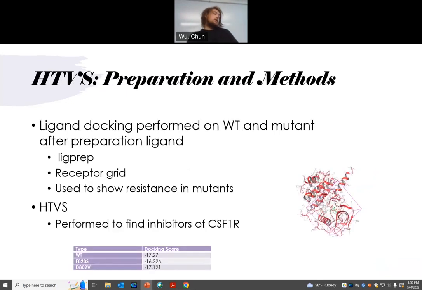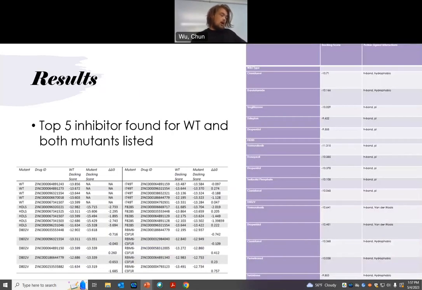So what we did is we prepared the ligands and stuff for the high throughput virtual screening. So we did the ligand prep, we did the receptor grid. These were used to show the resistance in the mutants, which can be seen in the chart at the bottom. The docking scores were lower in the mutants. Then we did the high throughput virtual screening to find inhibitors.